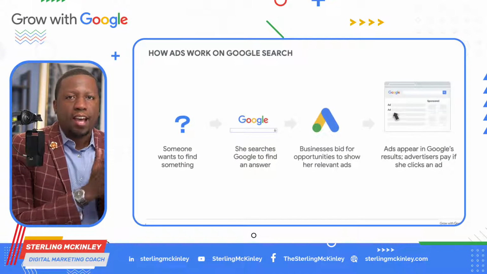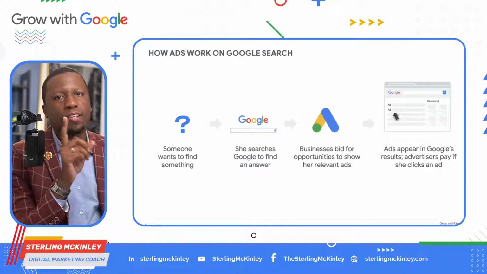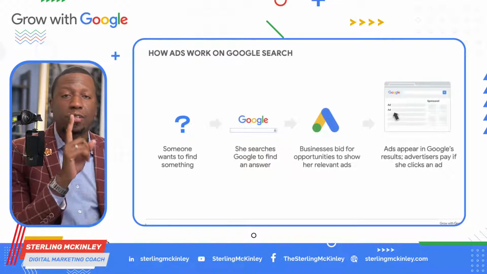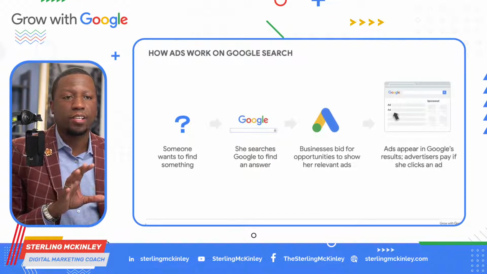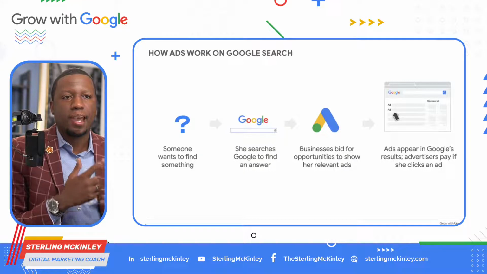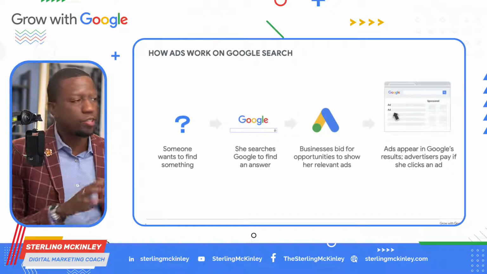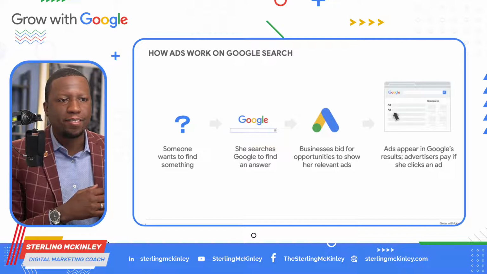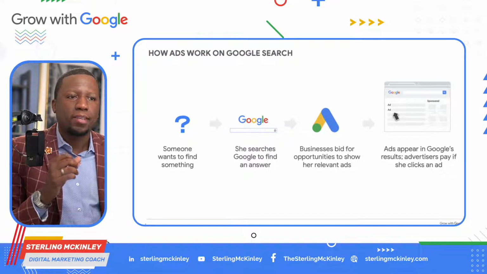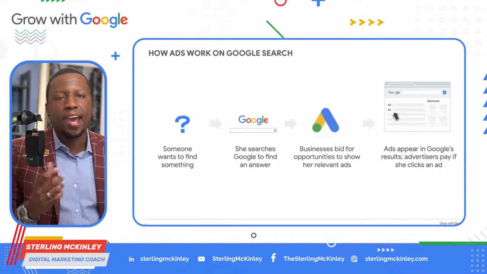So I want to break down how Google Ads works. First, like I said, it starts with a question. People come to Google because they have questions, because they want to find something. So the first thing they do is start with a search. Then they type that in. The next thing is a Google search comes up. We type in the search, the results come up. Next, if you're using Google Ads, businesses can bid for opportunities for relevant ads. And next, your ad appears on Google search.